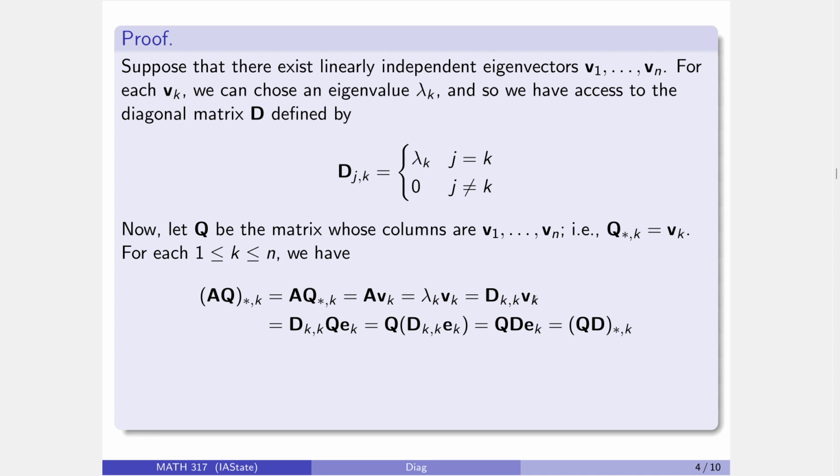All right. vk is Q times the standard basis element ek. Then we sneak this in. That gives me D times ek, and multiplying a matrix by ek gives you its kth column. So the matrices AQ and QD have the same columns, so they must be the same matrix. So AQ is equal to QD. Beautiful. All right.